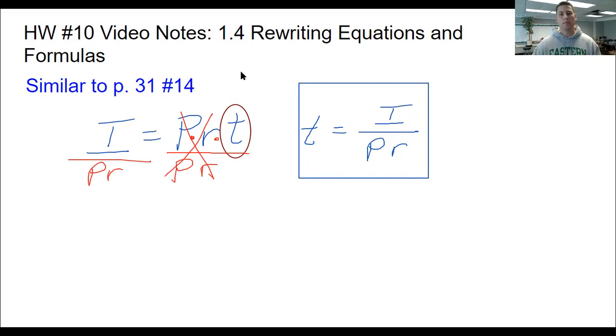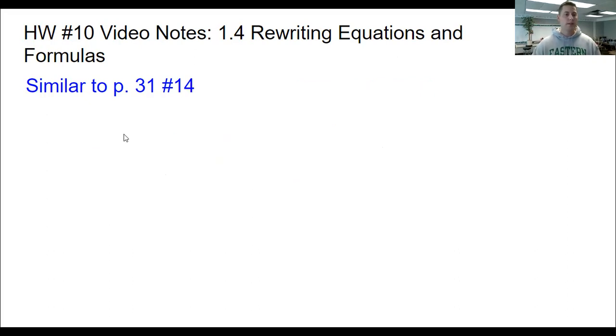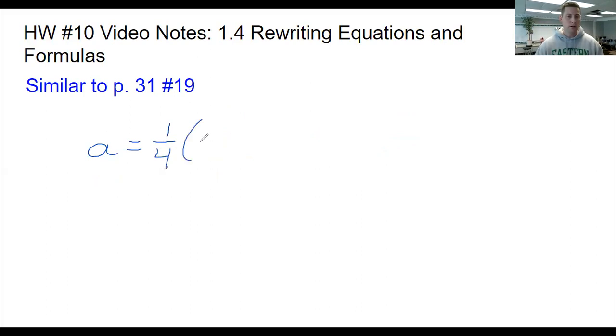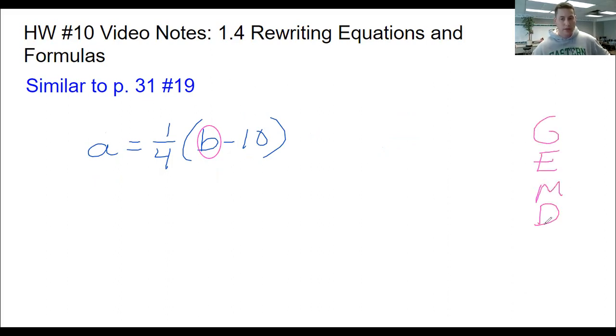Okay, let's take a look at one more example. This one's similar to number 19 on page 31. A = 1/4(b − 10). And in this problem, the variable we would like to get alone is going to be the b variable right there. So first things first, we need to undo addition and subtraction. Before you go jumping inside the parentheses, that's actually the last step we're going to move, because grouping symbols is the last part of solving an equation. We start at the bottom and work our way backwards.